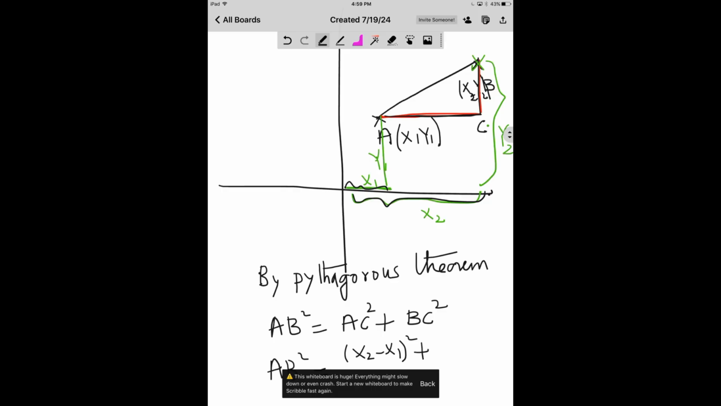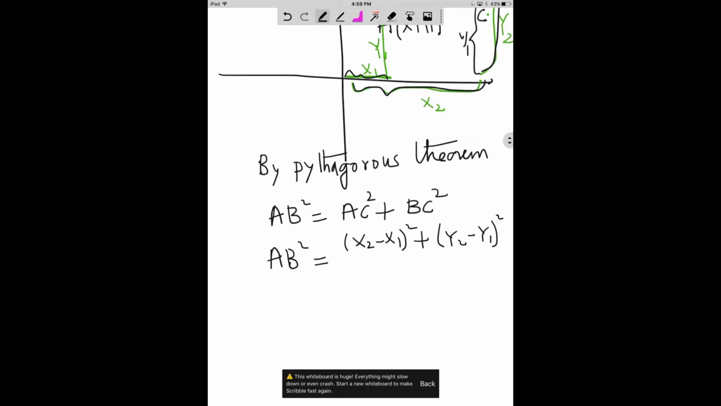What is BC? BC is the vertical distance. What is B? Vertical distance from the origin to B. And what is C? What is the perpendicular distance from the origin to C? That is y1. So how can you get BC? Just subtract y2 minus y1. y2 minus y1.